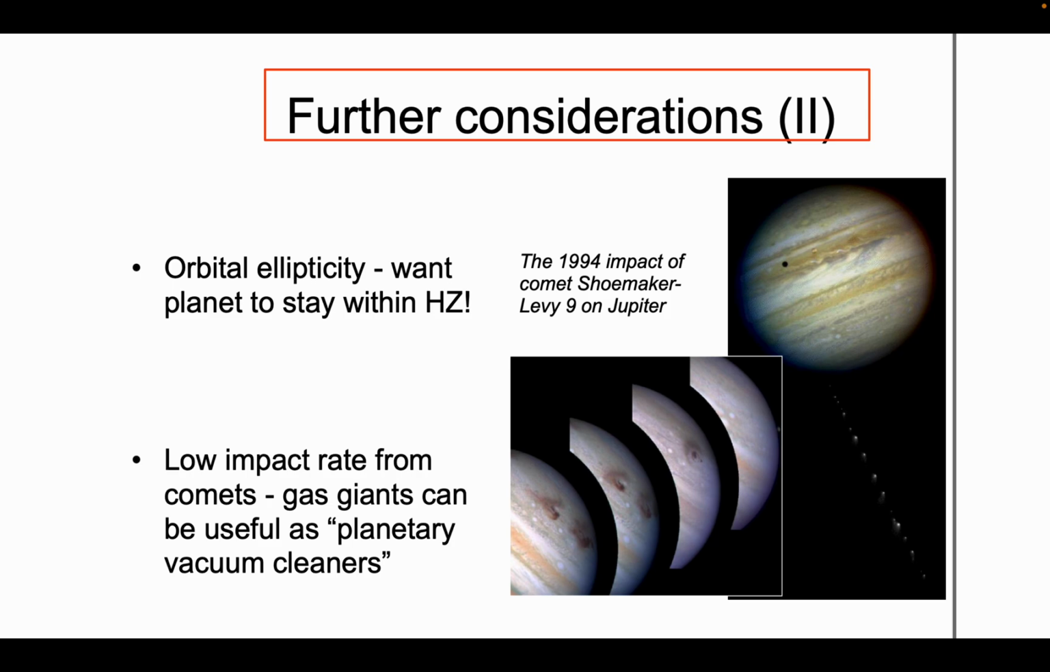Orbital ellipticity is another thing. We want the planet to stay within the habitable zone. A low impact rate from comets should be another key feature of habitability. A gas giant can be useful as a planetary vacuum cleaner.